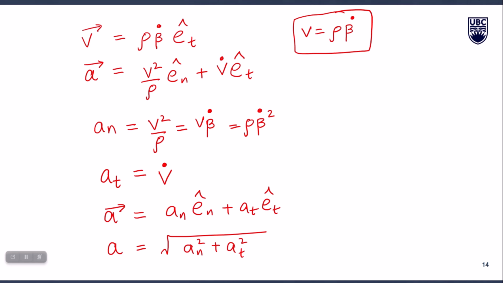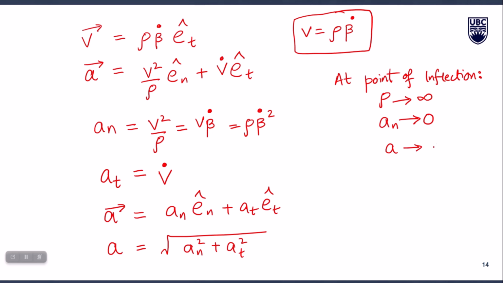One other conclusion which we can draw from these relationships is that at the point of inflection, we have seen that there is no curvature, or in other words, the radius of curvature approaches infinity. And if we put rho as infinity here, we will get a sub n as 0, right? So it means that at the point of inflection, a actually will approach a sub t, or acceleration will be all in the tangent direction. There will be no normal component of acceleration, right?